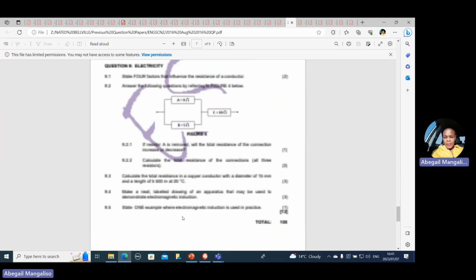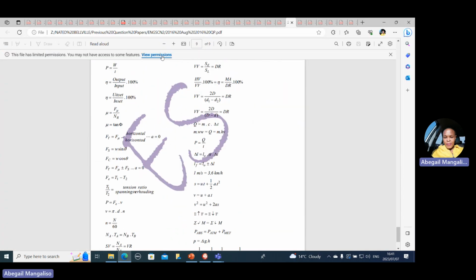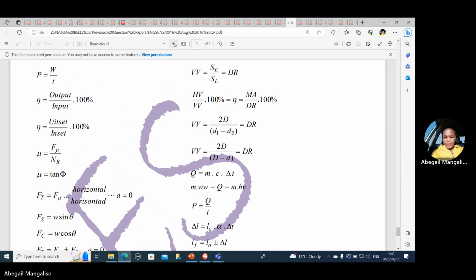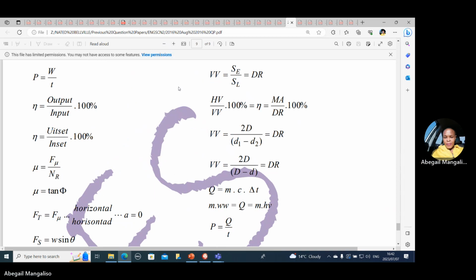Let's first look at formulas that will be given in Excel. The formula of a velocity ratio, VR, or DR, is SE over SL. S is for distance and E is the effort. S is for distance, L is for the load. So this formula will be given.